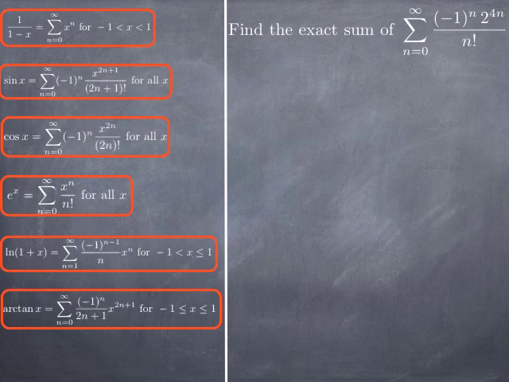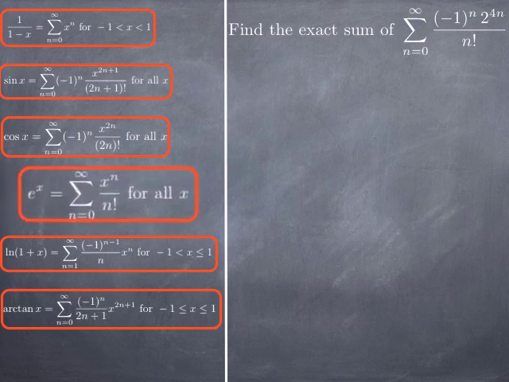Let's look at the example where we want to find the exact sum of the series from 0 to infinity of (-1)^n times 2 to the power 4n divided by n factorial. So again, if we're going to try to match with one of our formulas, you have this n factorial, which might suggest that you use an exponential. But in that case, we need to have something raised to the power n.